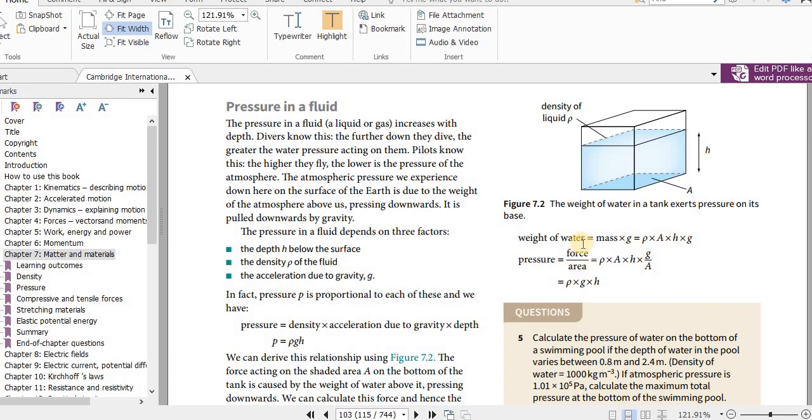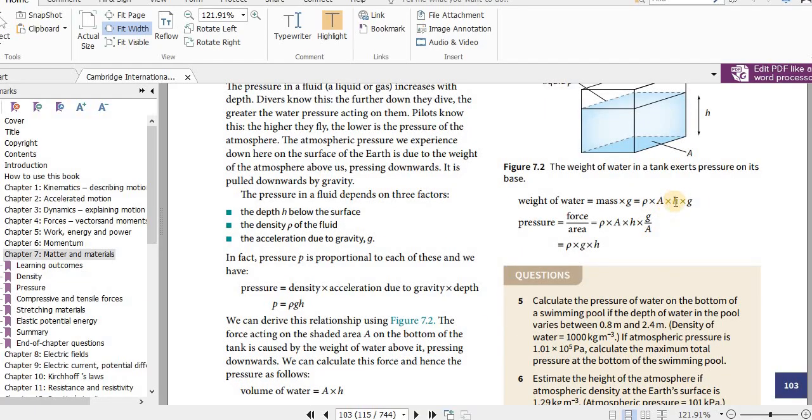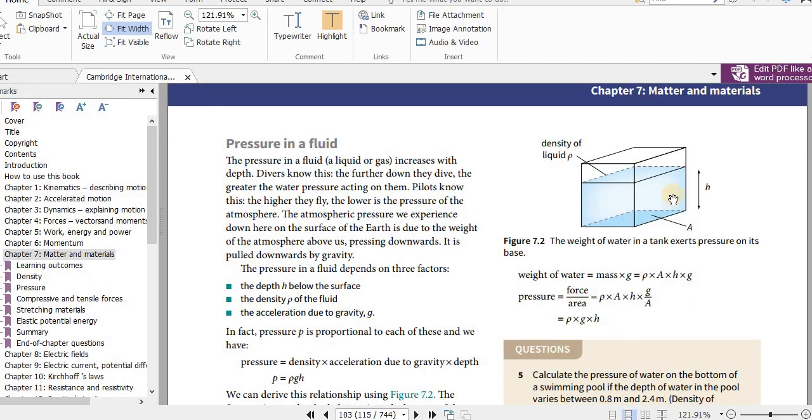Okay. So pressure equals force over area. Then force we know is the weight here. The force exerted here is the weight of the water. The weight of the water is what? We already found that, right? Rho AHg. Rho AHg is the force. Then the area is A here. So we divide that by A.